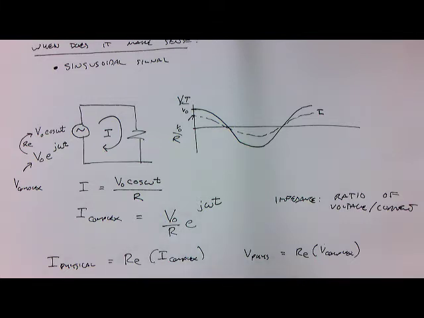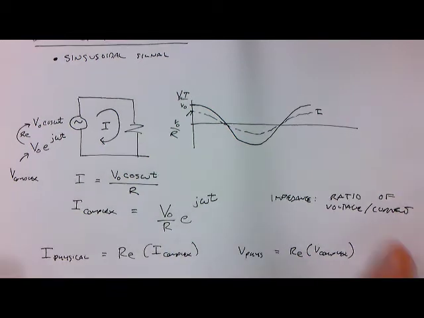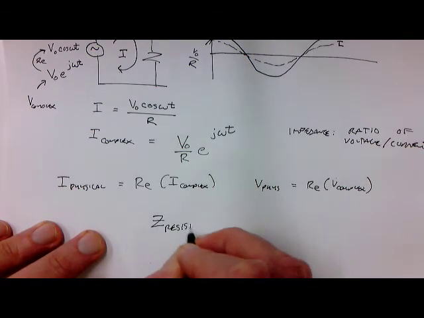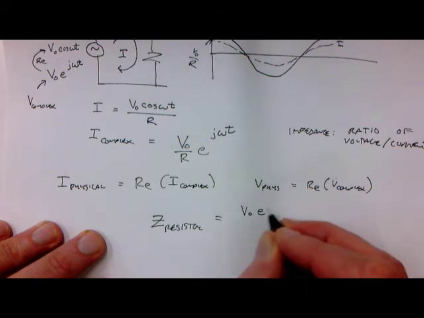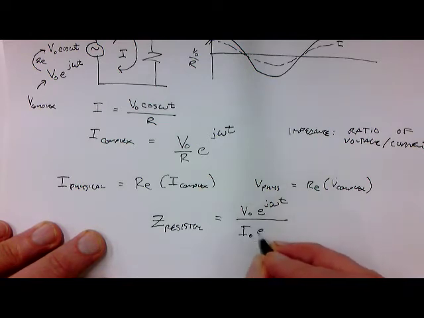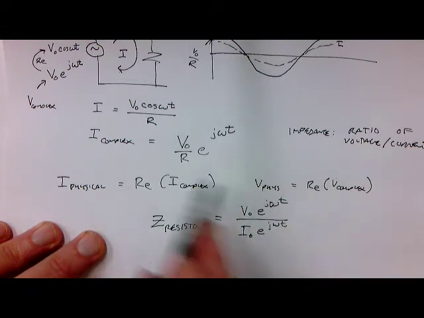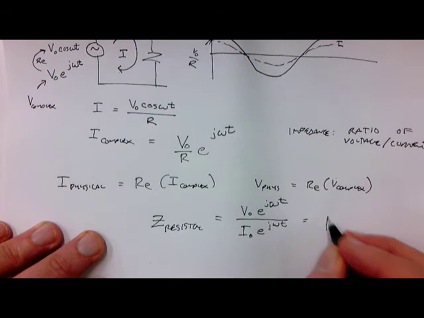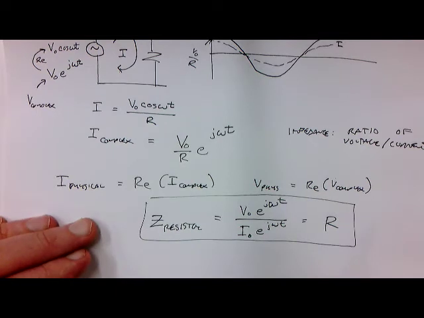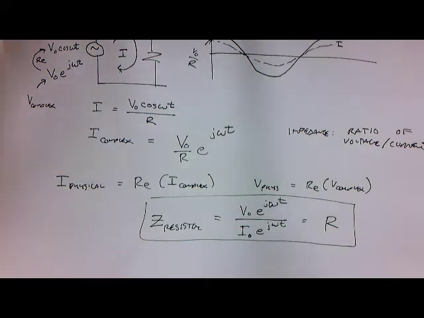If I take my complex voltage and divide it by my complex current, right? So my impedance of the resistor is V naught e to the j omega t divided by I naught times e to the j omega t, but of course I naught is simply V naught over R. So I end up simply getting R. So the impedance of a resistor is just R. Okay, sound good? All right, so let's do a second circuit element.